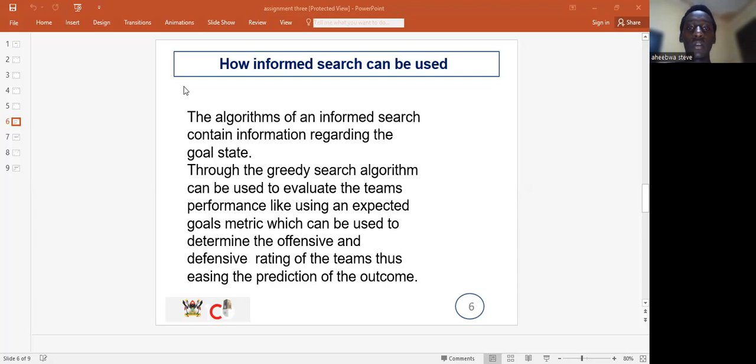So how informed search can be used. The algorithms of an informed search contain information regarding the goal state. Through the greedy search algorithm, it can be used to elevate the tip's performance, like using the expected goal metric, which can be used to determine the offensive and defensive rating of the teams, thus easing the prediction of the outcome.